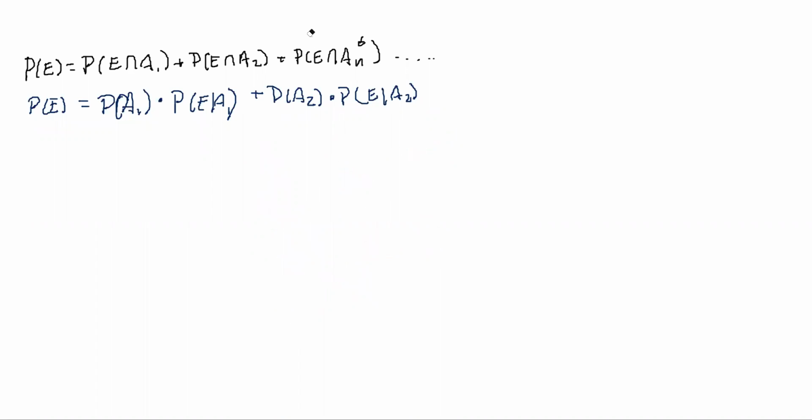Oh, just a reminder too. This can continue as well. So this is just plus P of AN times P of E given AN. Again, this N just means any number, however high these things go.